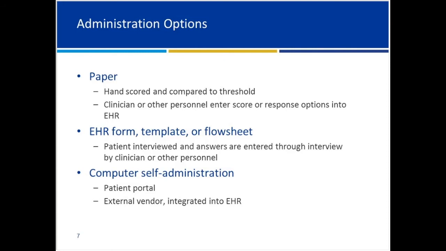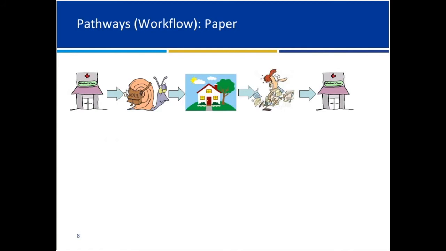The final version can be done two ways. A computer self-administration can occur through the patient portal with the electronic health record or through an external vendor. There are software companies that specialize in patient-reported measures, and as long as that external vendor is integrated into the electronic health record, this can be a viable option. So let's talk a little bit about what these workflows would look like.